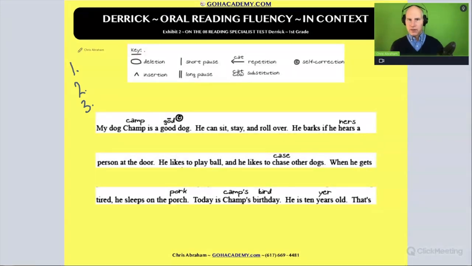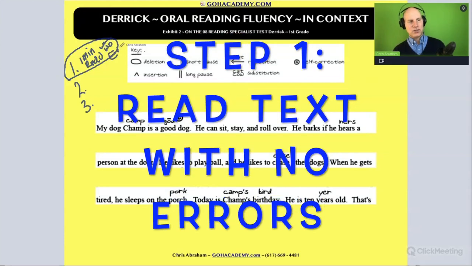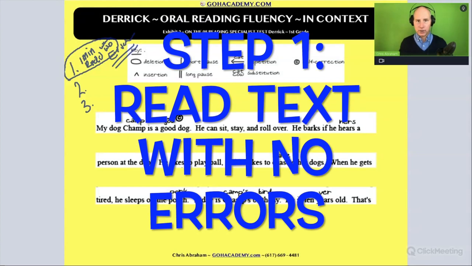1, 2, and 3. The first thing I always want you to do when you're analyzing a student's oral reading fluency, and you're looking at their oral reading fluency from a transcript of their oral reading, is to take 1 minute and whisper read it to yourself. I'll write down read, and I'm going to write down here with no errors. So I want you to read this text with no errors.